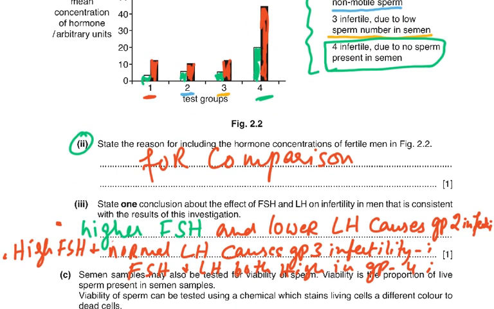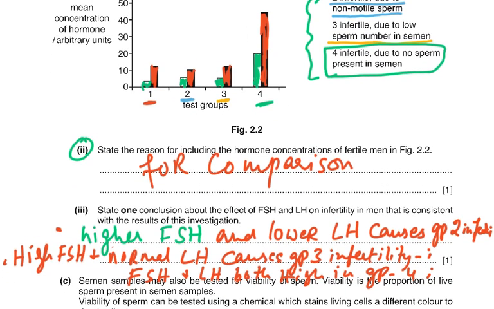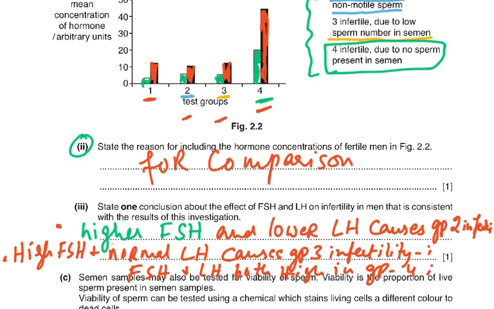So if we do a comparison, you can see the comparison here was very glaring, and if you just looked at the graph, higher FSH and lower LH causes group 2 infertility. Then high FSH and normal LH causes group 3 infertility. And then FSH and LH both high in group 4 infertility. So basically just looking at the graph, you could give all these conclusions which you were going to make of the FSH and LH story.